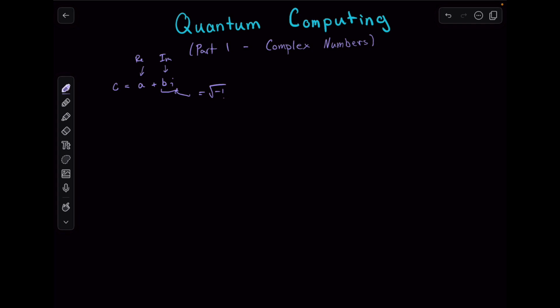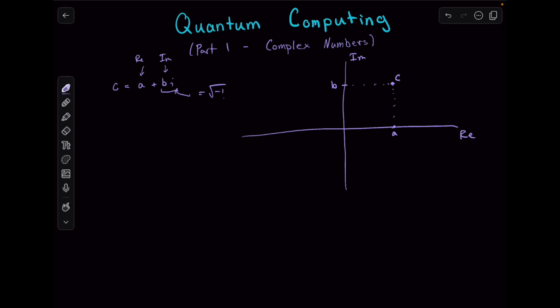Since we're using two numbers to specify our complex number, it's useful to think of all the complex numbers as points on a plane, right? Where the y-axis we can dedicate to the imaginary part of any complex number, and the x-axis will be the real part. So if A is somewhere along here, and B, say, is up here, then our point C, which equals A plus BI, will be plotted over here.